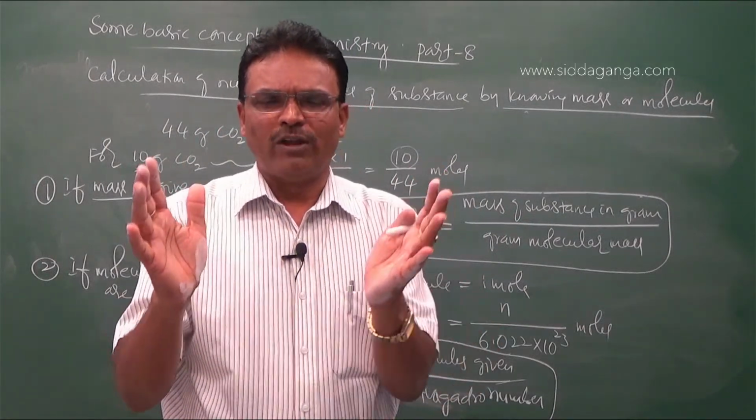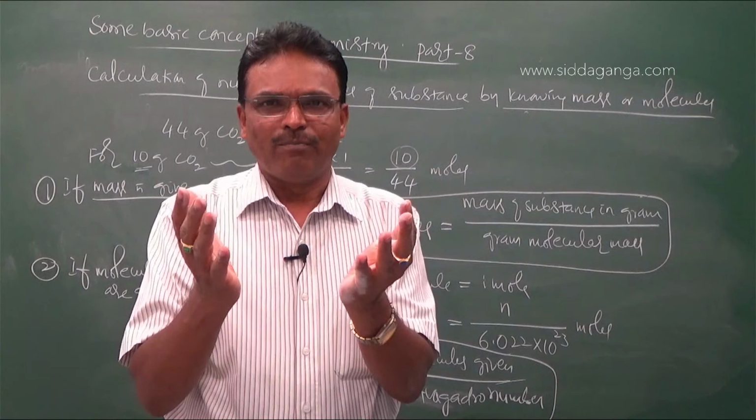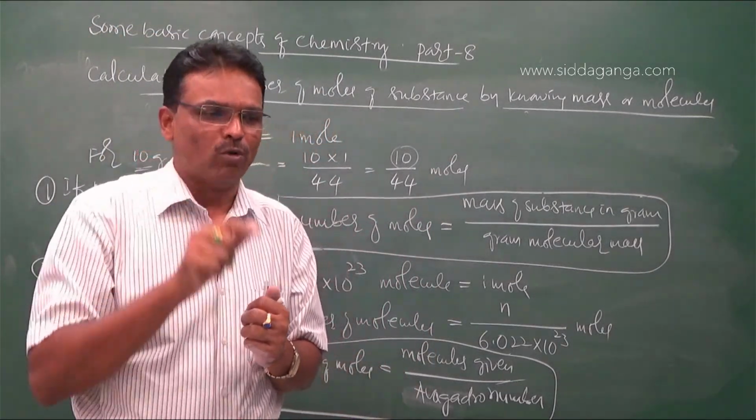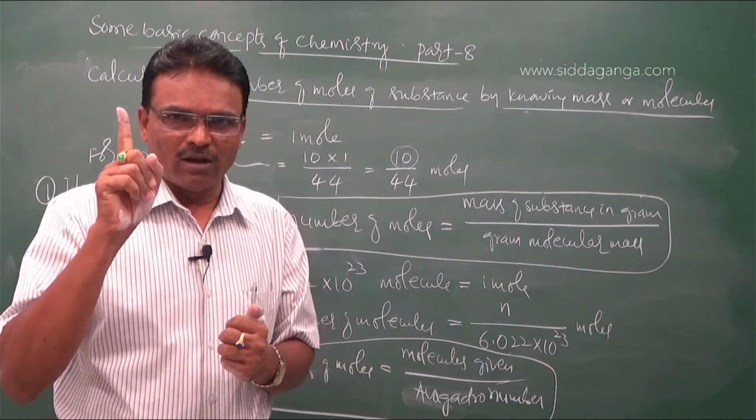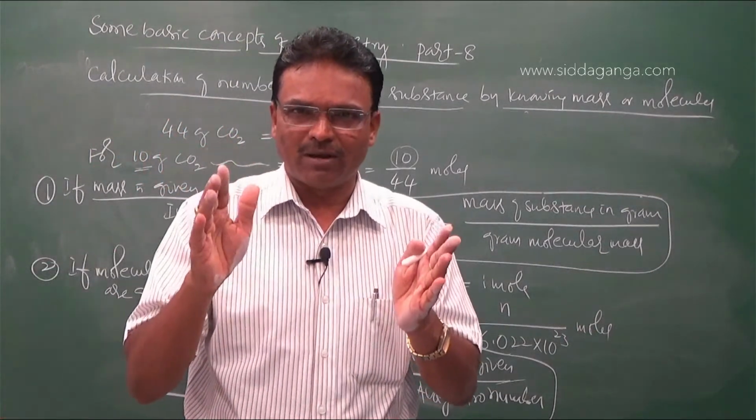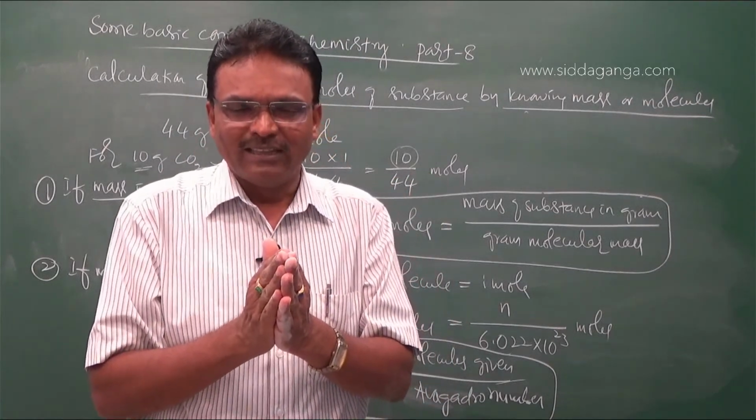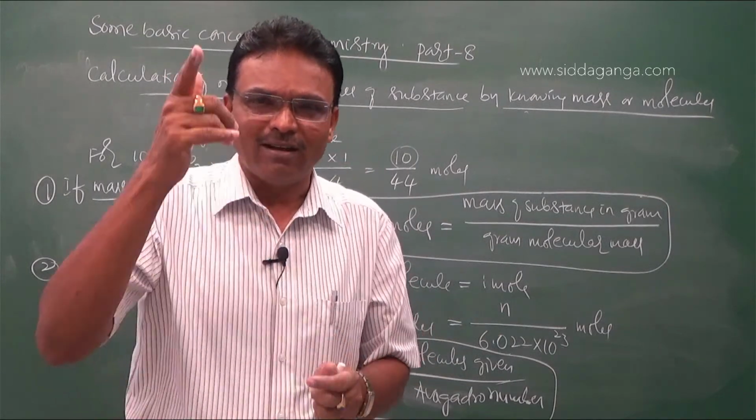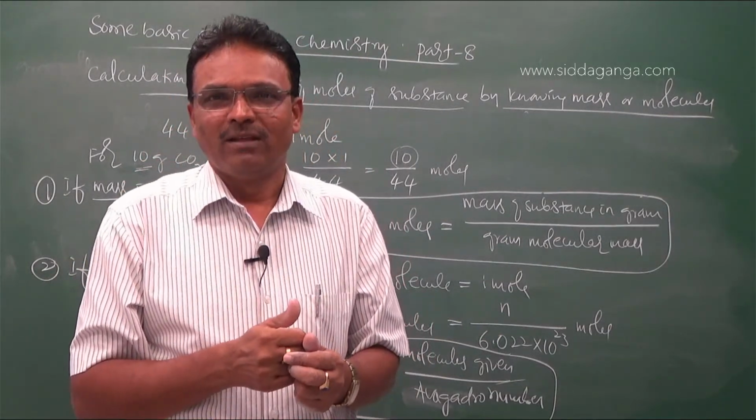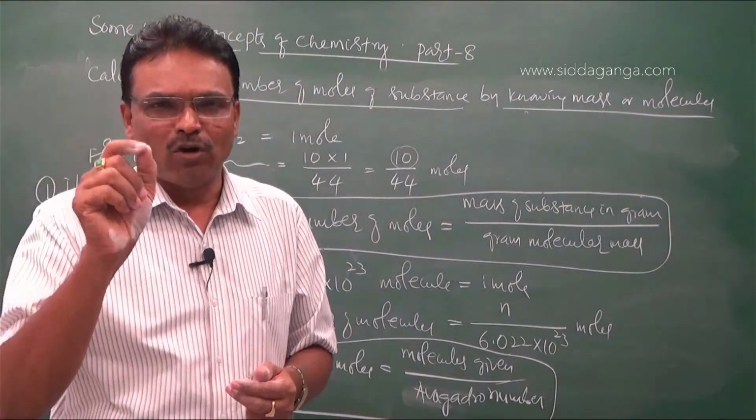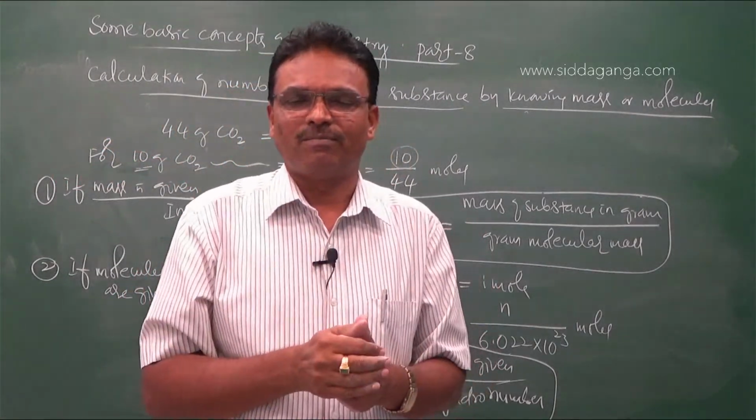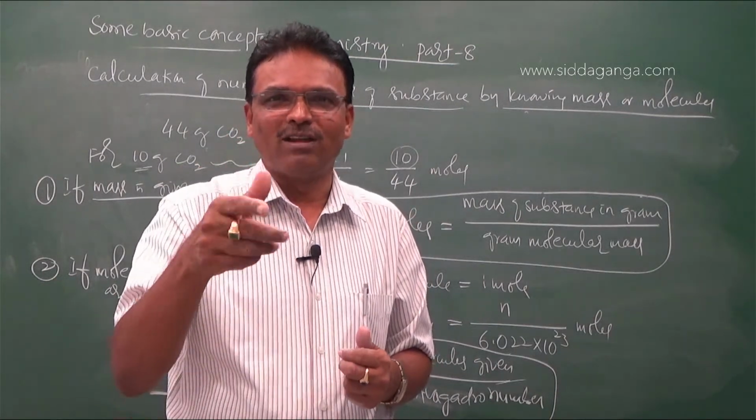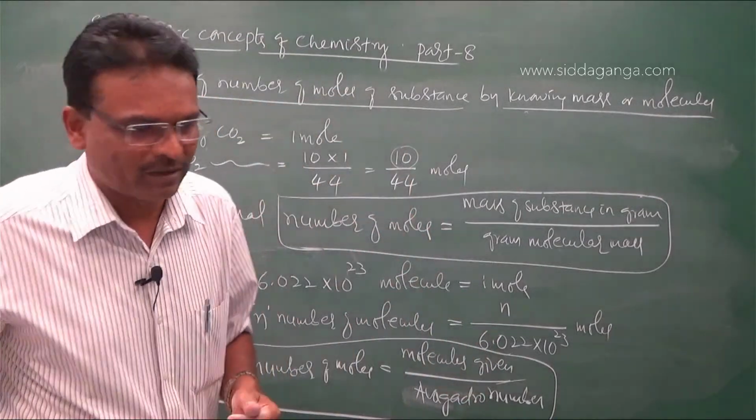So Avogadro number of molecules is a quantity. So how much quantity of a substance contains Avogadro number of molecules, that represents 1 mole. What is the mass of Avogadro number of molecules? Gram molecular mass. Therefore, in general, gram molecular mass contains Avogadro number of molecules. Hence, Avogadro number of molecules is 1 mole. Gram molecular mass is 1 mole.